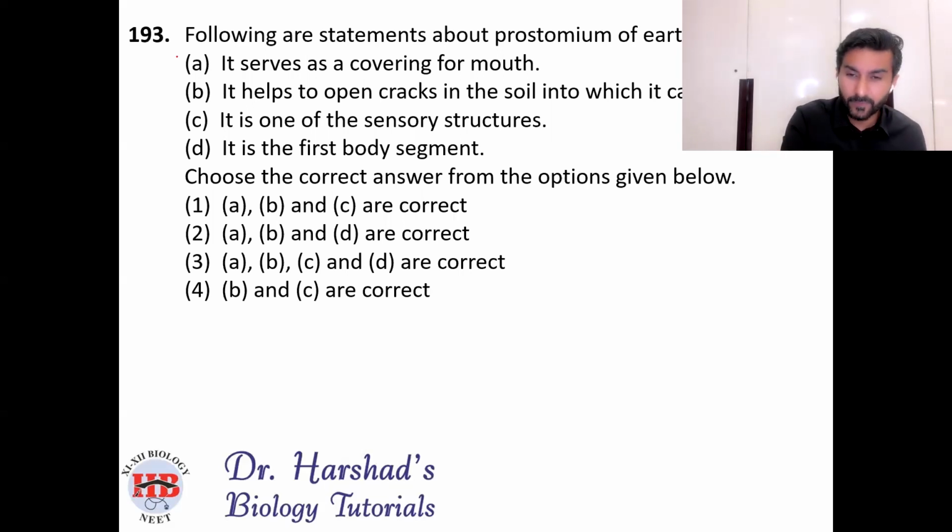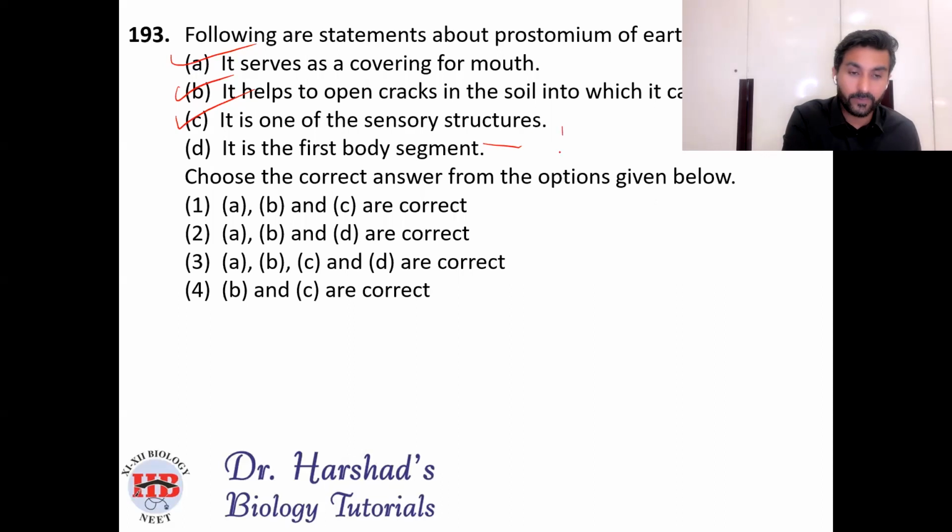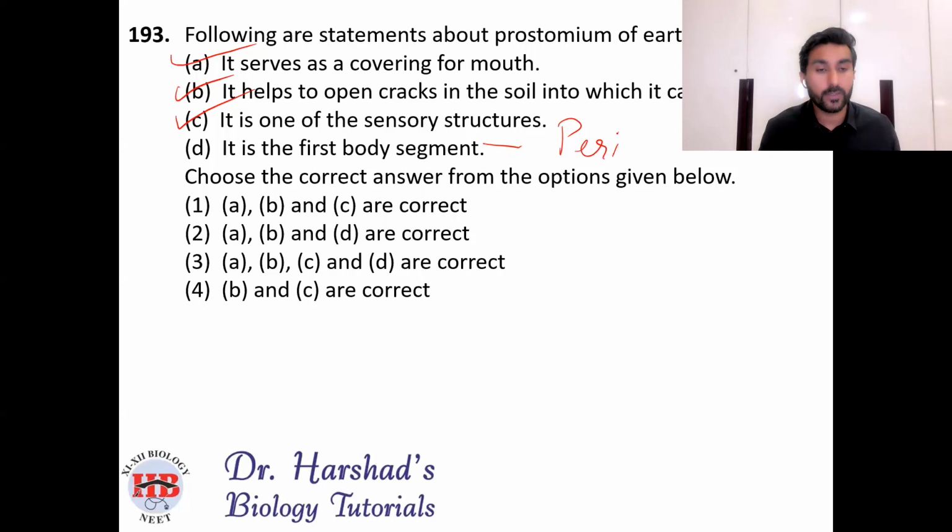Since it acts as a cover of the mouth, this is the first statement, which is correct. It helps in burrowing, so this would be the second statement, which will be correct. It has sensory receptors, so third would be the correct statement. The fourth statement is wrong because the first segment of the cockroach is called peristomium, not prostomium. Prostomium is the cover of the mouth. So statements A, B, C are correct. Our answer would be option number 1. Of course, this would have been the optional question which most of us would leave because it's from the part of earthworm.